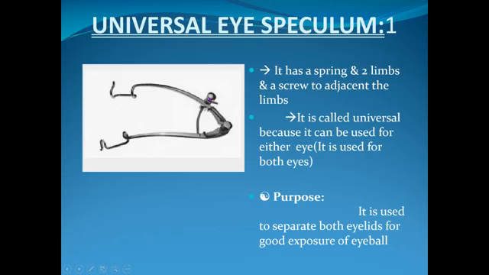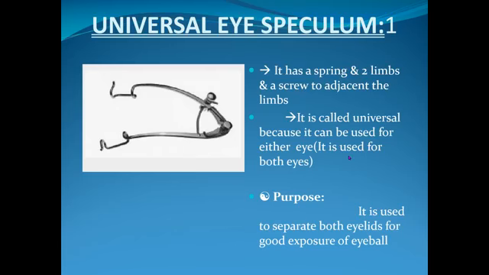The identification points: it is a spring, with two limbs. This is a spring with screw. There are two limbs, and it is called universal. Universal means for all, that is, right eye and left eye. It is called universal because it can be used for either the right eye or the left eye, that means both eyes.